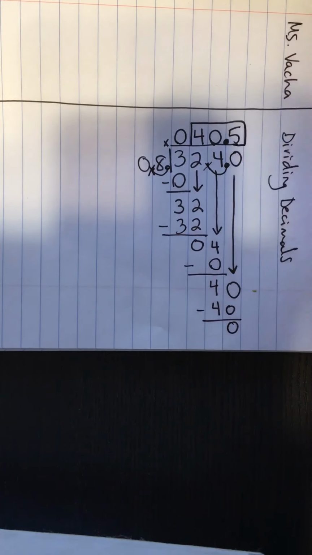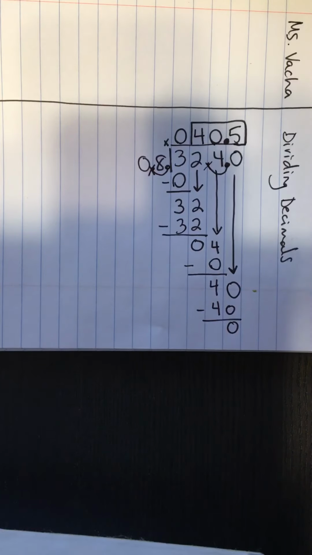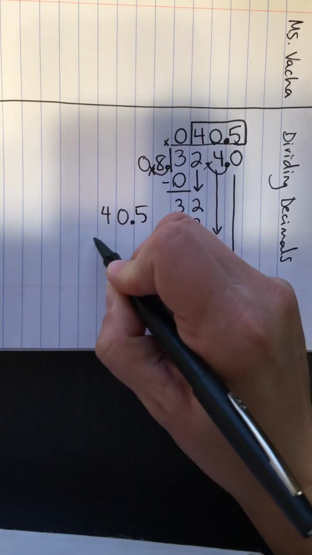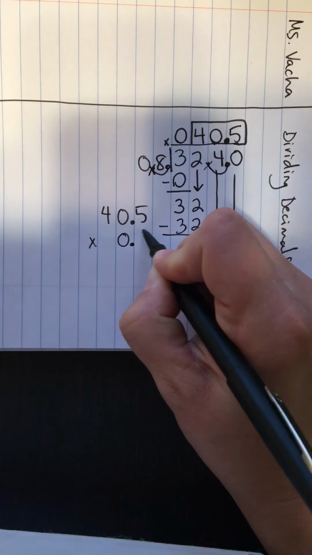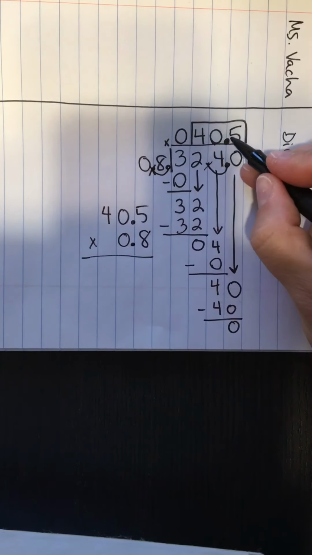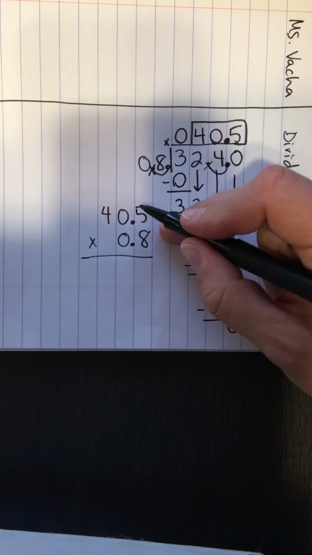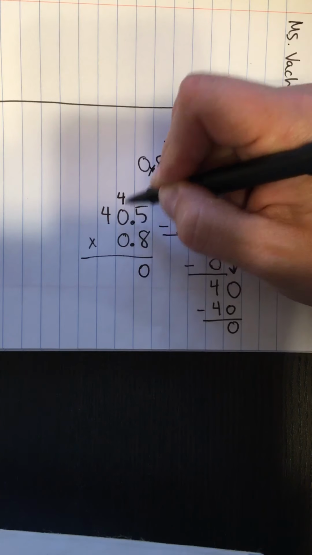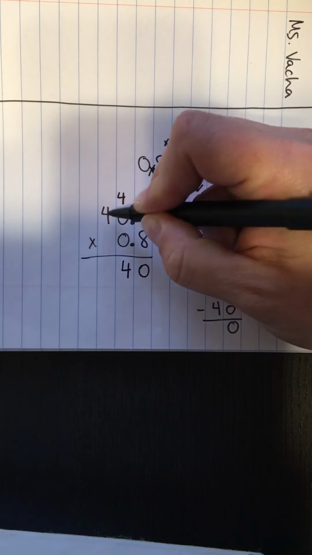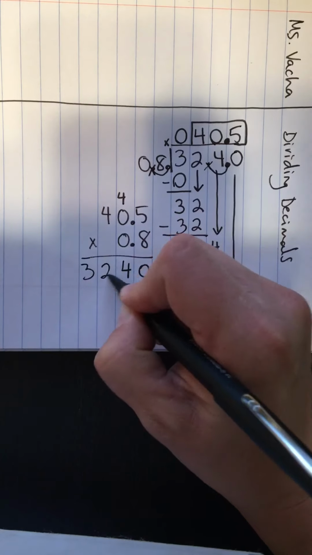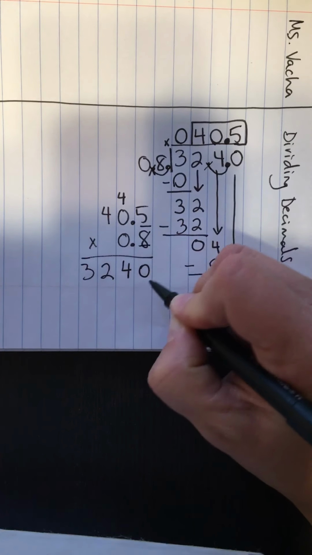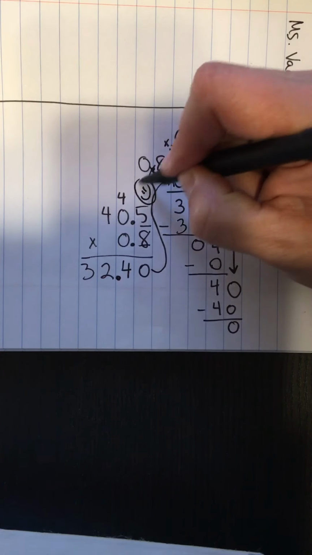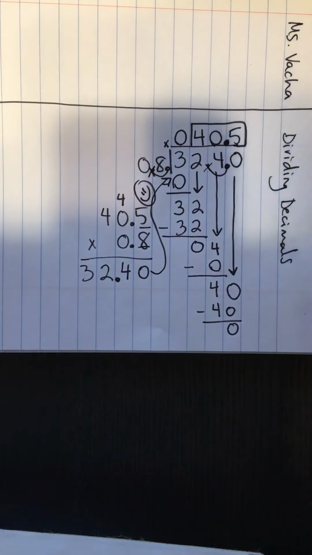I have a quotient of 40 and 5/10, but anytime I divide, I check with multiplication. So 40 and 5/10 times 8/10. 8 times 5 is 40. 8 times 0 is 0 plus 4 is 4. And 8 times 4 is 32. 1, 2 digits behind my decimal. And I got back to my dividend, which is excellent. That's how I know I did the problem correct.